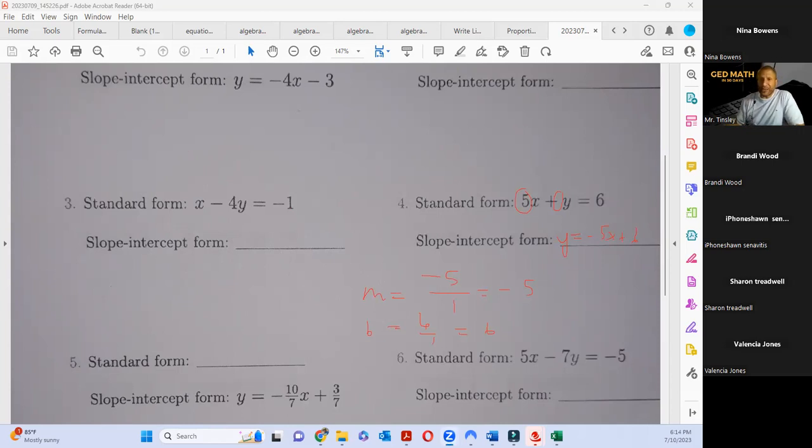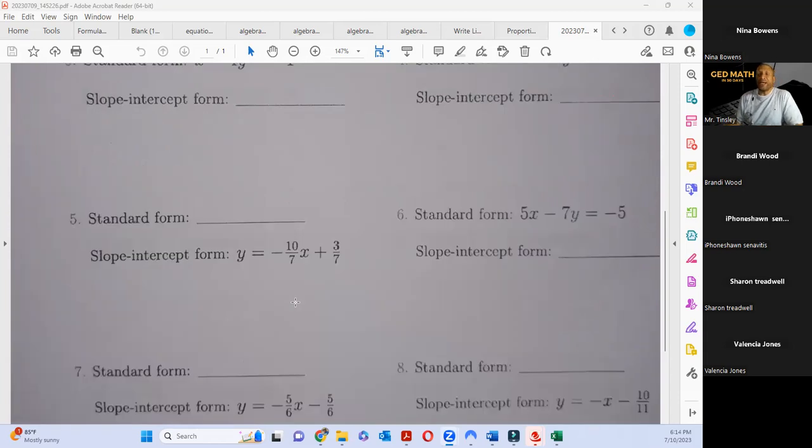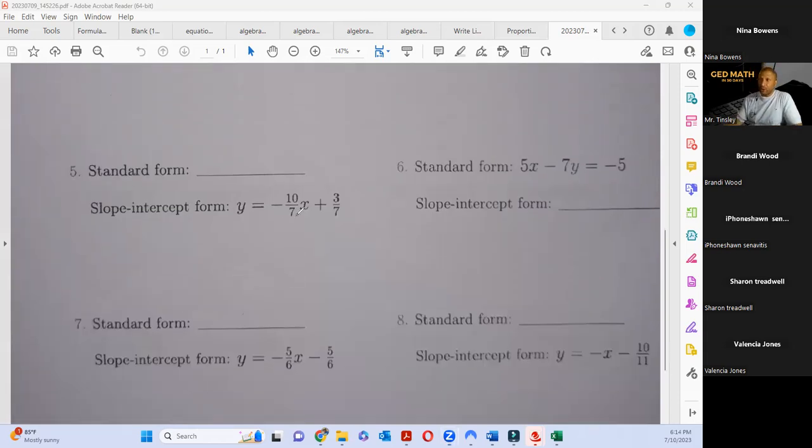Okay, so now they're not going to have this type of problem on the GED, but guess what? I want to prepare you for every single thing. What you notice is you have a 7 on both sides as your denominator. In order to get rid of that, the opposite of dividing by 7 is multiplying by 7. So we're going to multiply both sides by 7. So I get 7y equals -10x plus 3. Why? Because the 7's cancel. Now, for standard form, I add the 10x to both sides. So I get 10x plus 7y equals 3. Done.